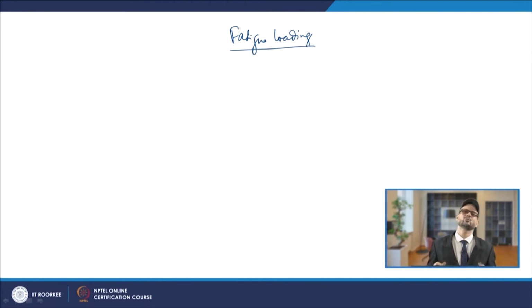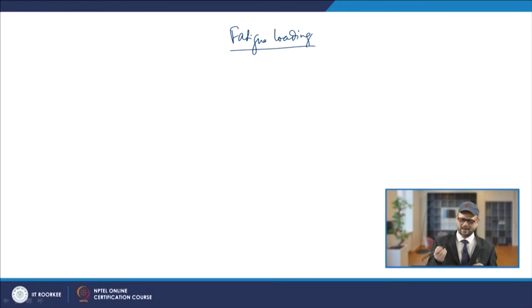What we do normally is test several similar specimens under the given loading conditions, and each of these specimens is subjected to the given cyclic stress, and the number of cycles up to which it fails is recorded. In that case you try to form these SN curves.